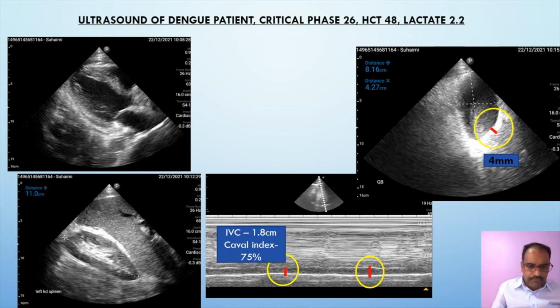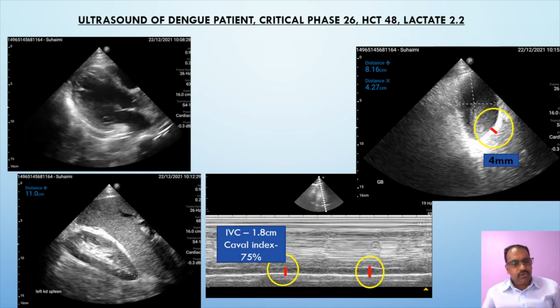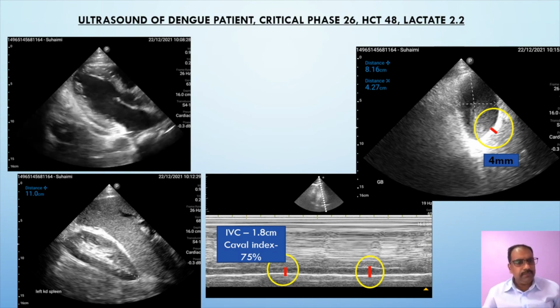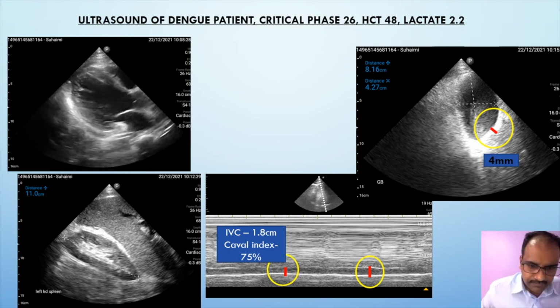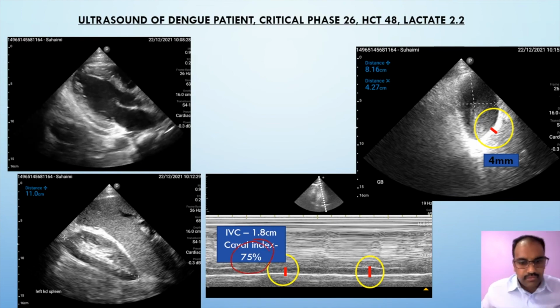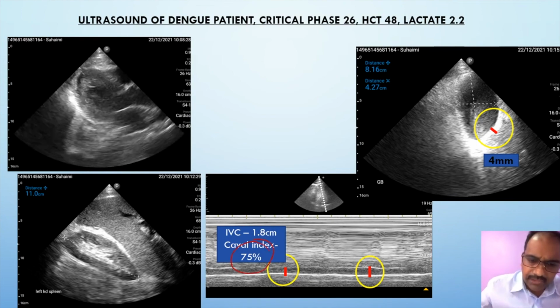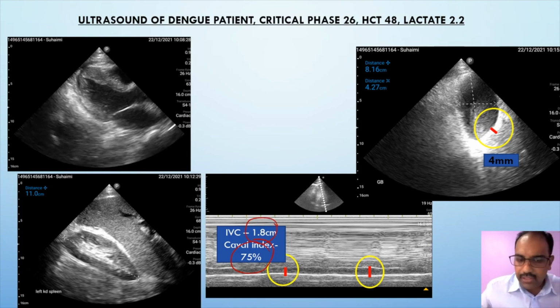So let me play the video. Okay, so this was the echo finding. The ventricle was good, not kissing. Then I proceeded with the abdomen scan. I didn't see any perinephric collection, but when I proceeded with the IVC, you can see it collapsed about 75%. The IVC diameter also is not that great, 1.8 cm. So that triggered me: is this patient hypovolemic, is this patient leaking?